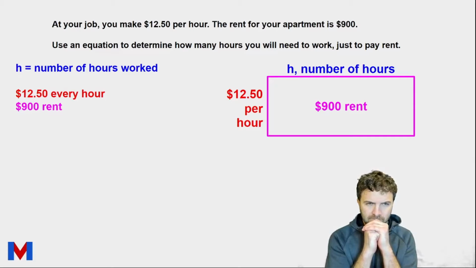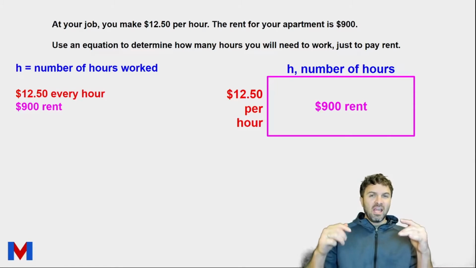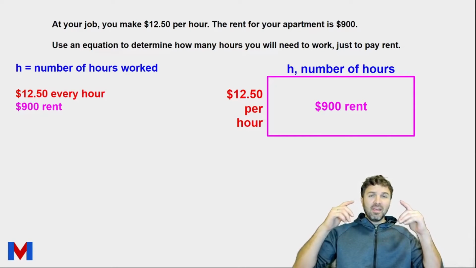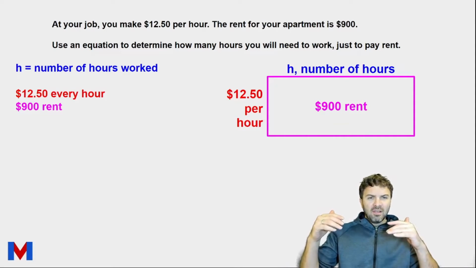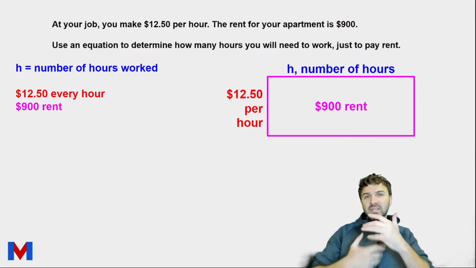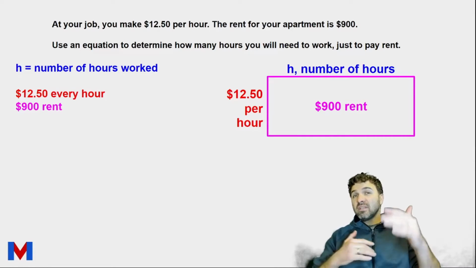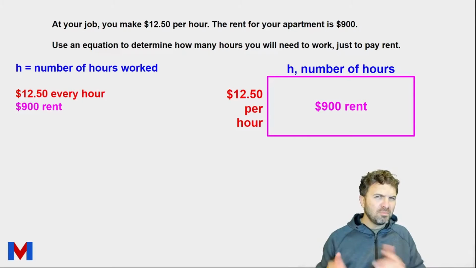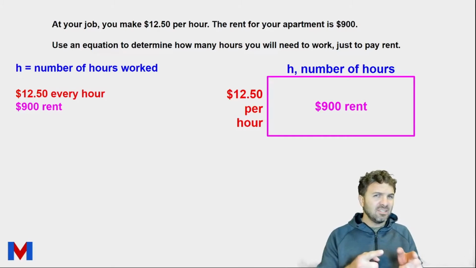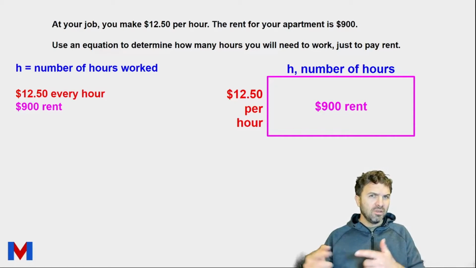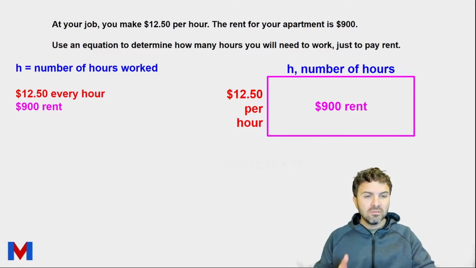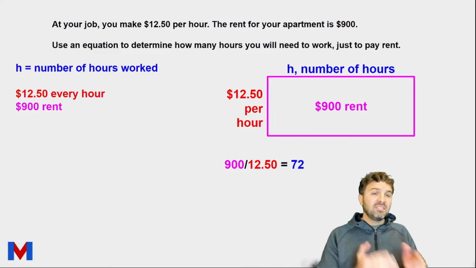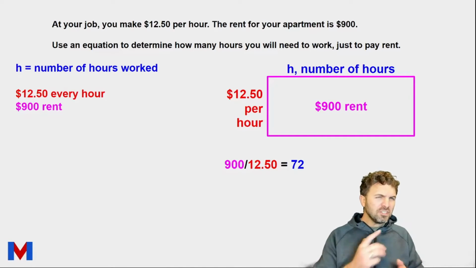Okay. Let's see. Well, if I'm trying to find that top side, that H, then I need to take the 900 and split it into 12.5 pieces. And I know 12.5 pieces because $12.50 is 12.5, because 50 cents is half a dollar. So 900 divided by 12.50 is 72. So 72 hours. Let's look at this a little bit more algebraically.